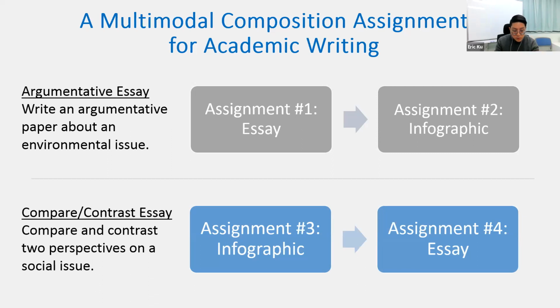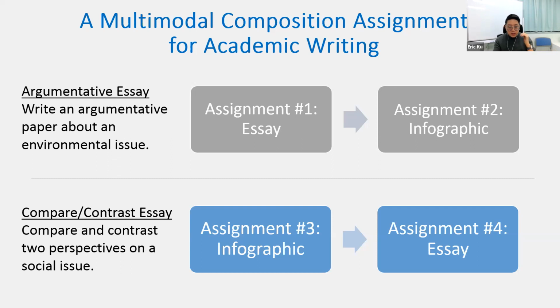Now, their third assignment was another part of the book. They wanted them to do a compare and contrast essay about 2 perspectives on a social issue. For this one, I flipped it around and had them do the infographic first. In the argumentative essay, they wrote a text-based paper from scratch. But in this second part, the compare and contrast essay, they started by creating the infographic on 2 perspectives on a social issue. And then they converted that infographic into an academic paper, a traditional text-based paper.